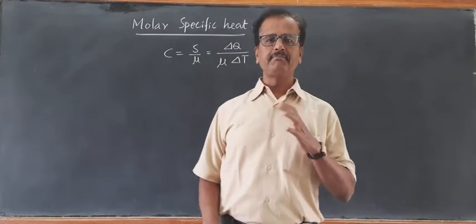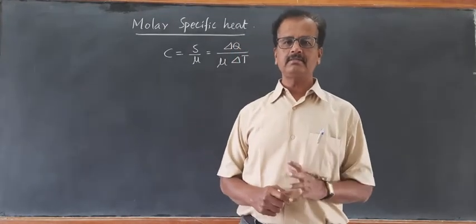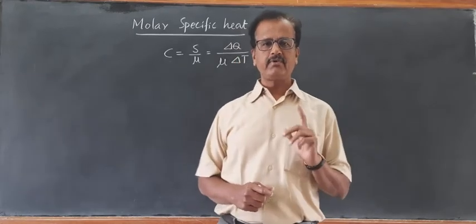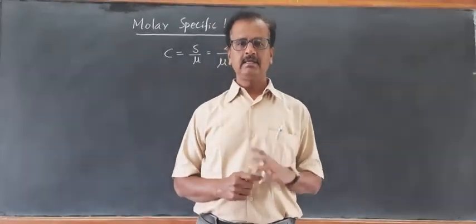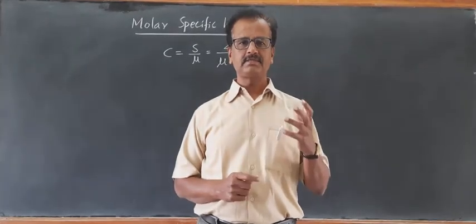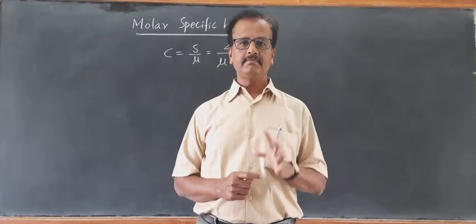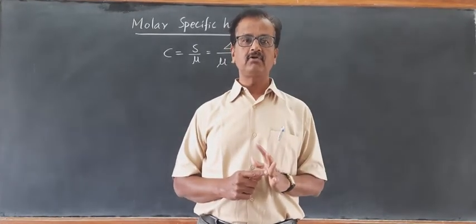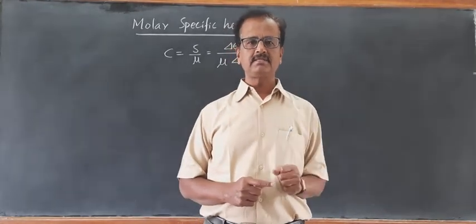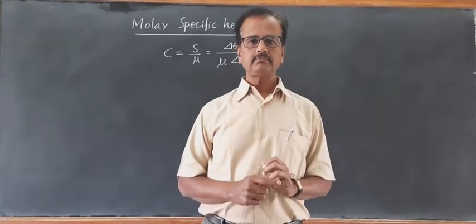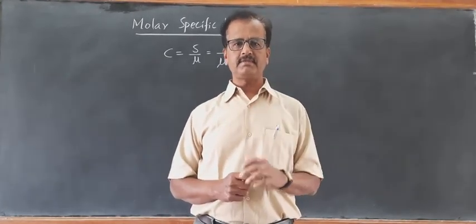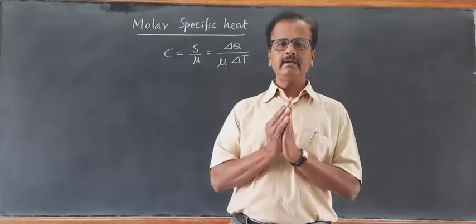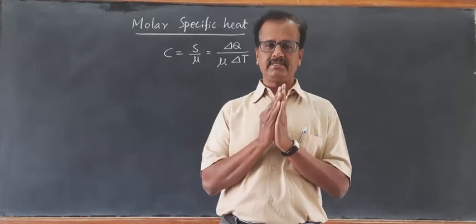Now, before we proceed further, we'll learn about molar specific heat. In the previous session, we discussed specific heat and heat capacity when the substance is measured in units of mass, that is, in kilograms. The SI unit of amount of substance is mole. So if the amount of substance is taken in mole, then we term it as molar specific heat.